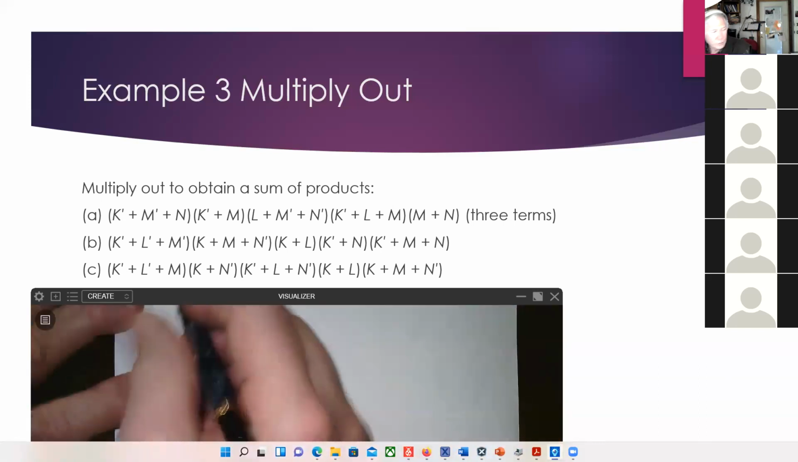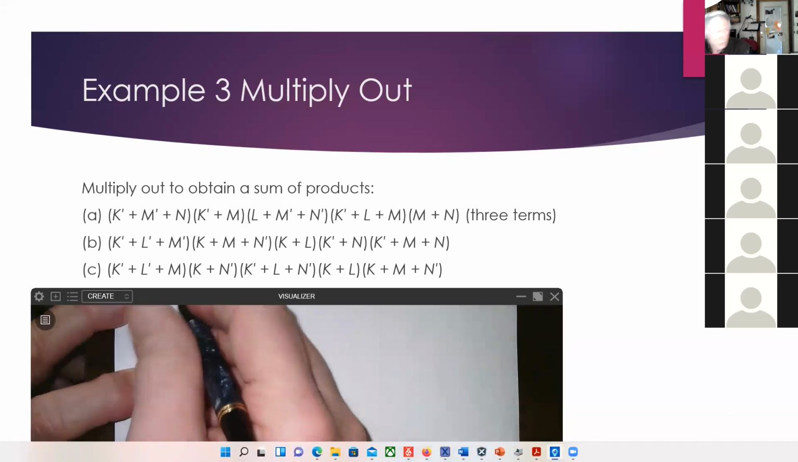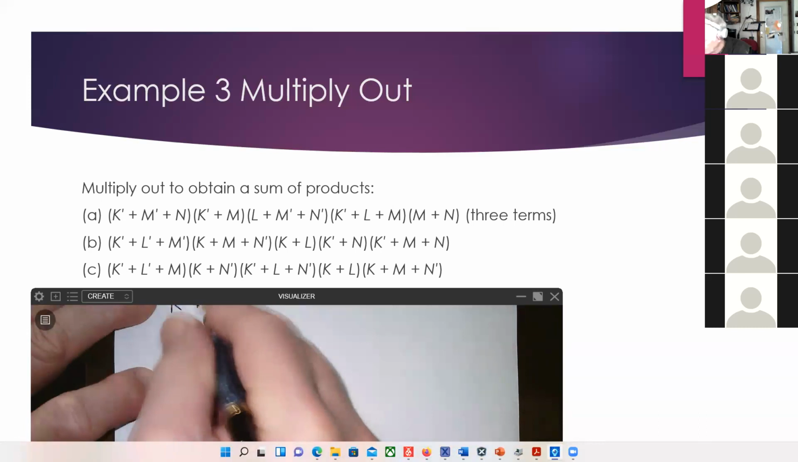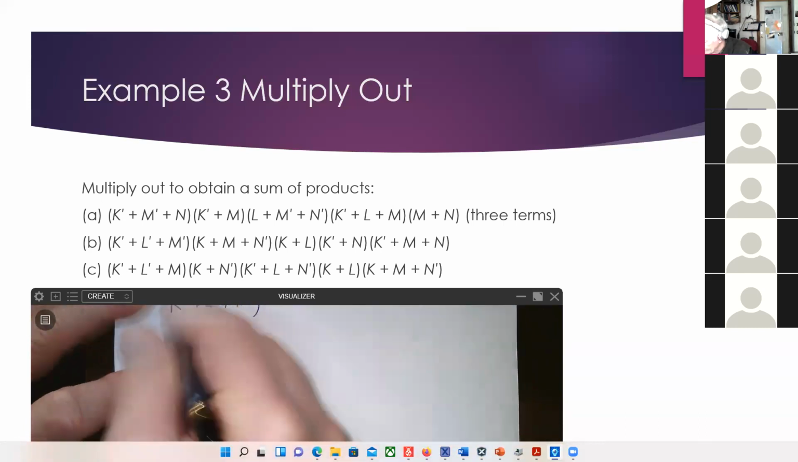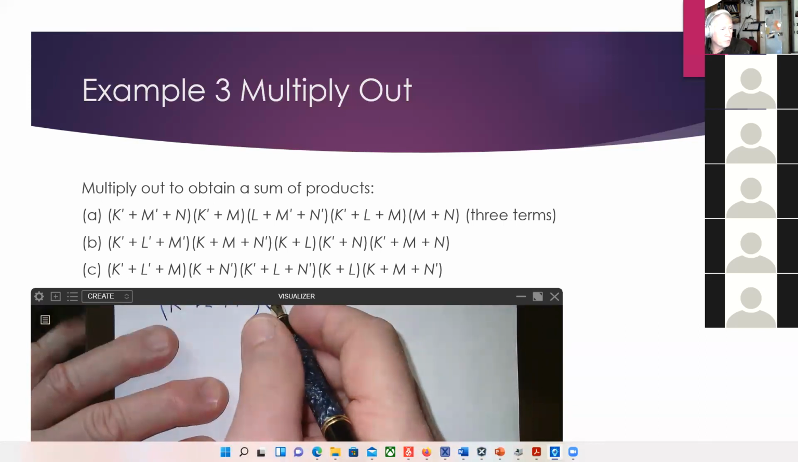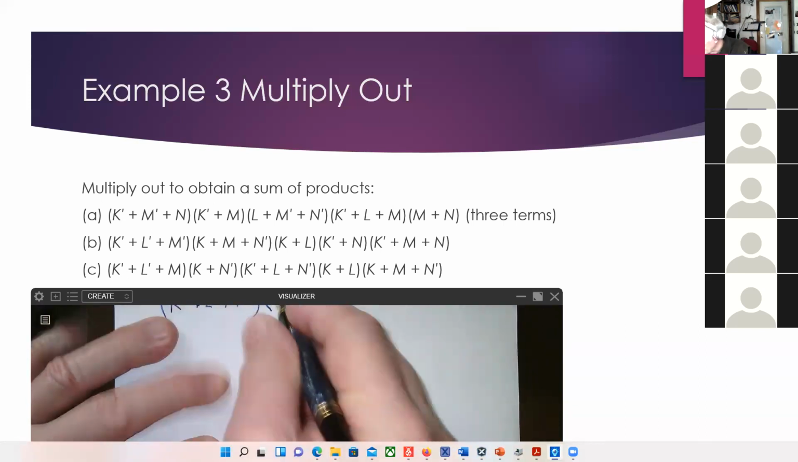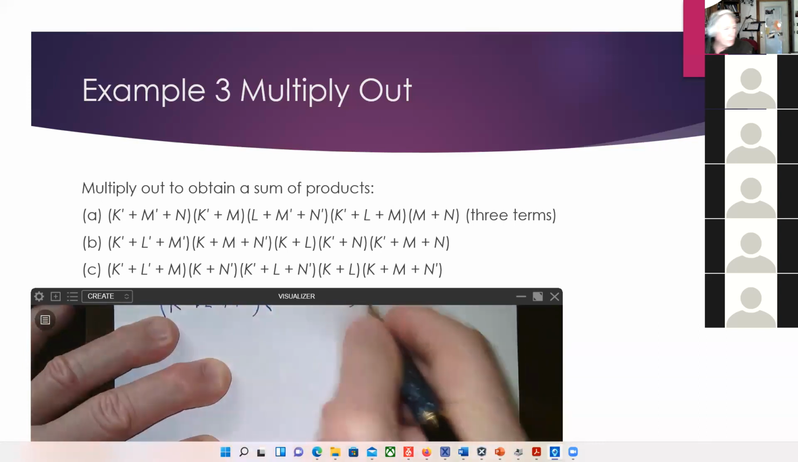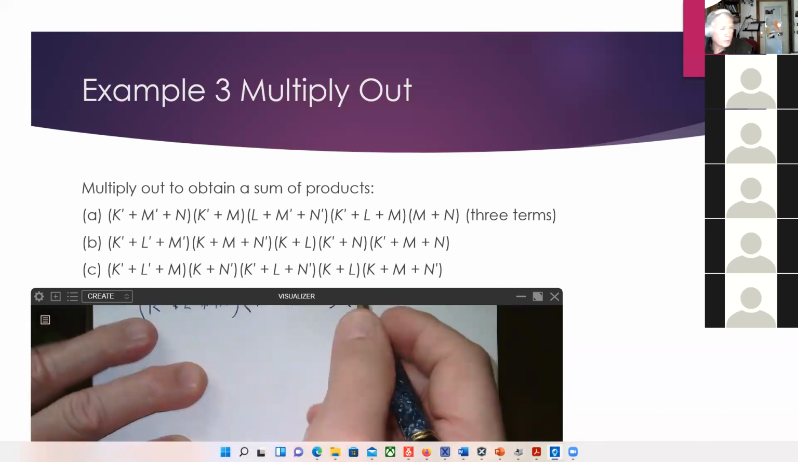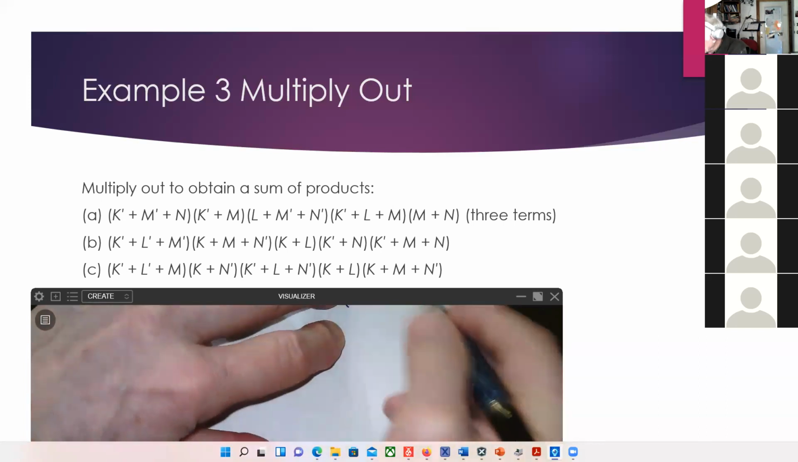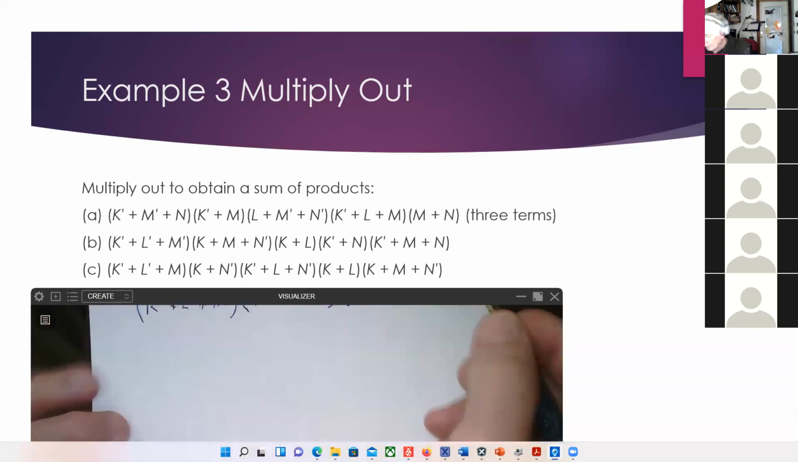So we just have the first 4 terms, and I'll organize them with the K prime. Since we have a K in every term, I'll organize them with the Ks. So we have a K prime plus L prime plus M. And then we have a K prime plus L plus N prime. And then we have a K plus L and a K plus N prime. So K plus N prime and K plus L. So we have our 4 terms.